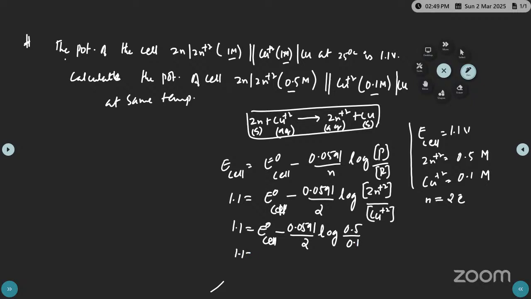So 1.1 is equal to E naught cell minus 0.0591 by 2 log of 0.5 by 0.1. How much is 0.5 by 0.1? 5. So log 5. Log 5 value is 0.6990, I think.